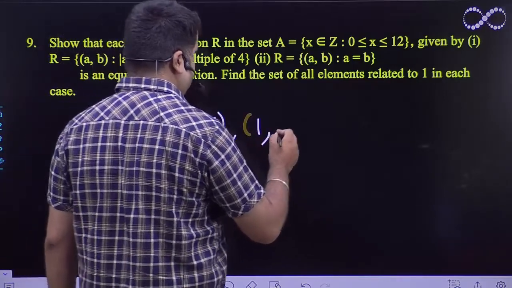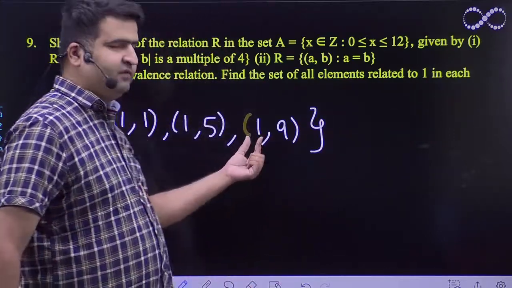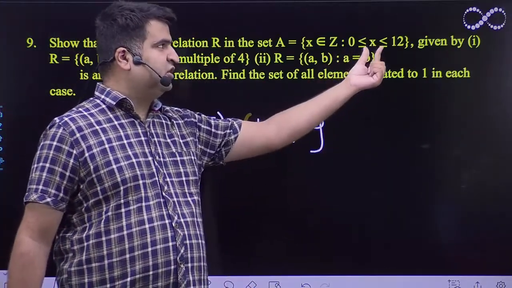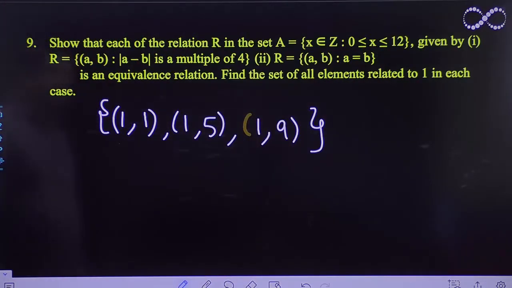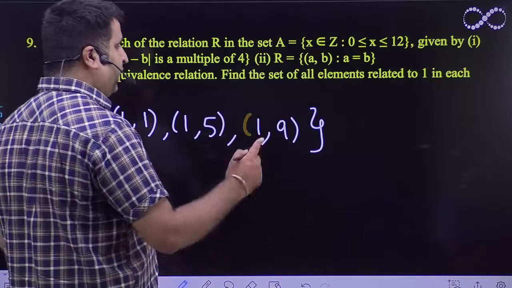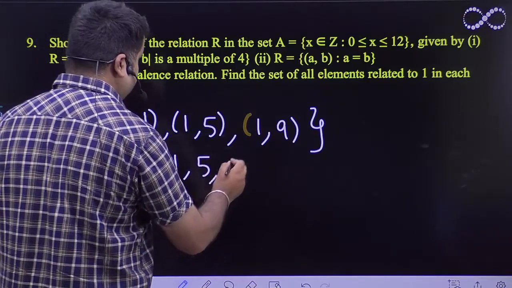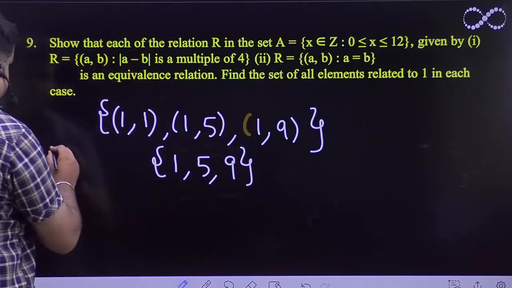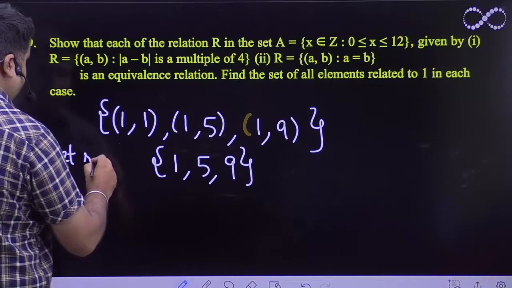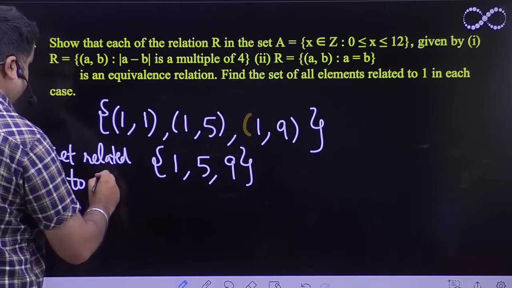Similarly 1 comma 9, and that's it. Since we can't have 1 comma 13, the restriction on x is that x lies between 0 to 12. So the set of elements related to 1 in each case, in this case particularly, will be the set {1, 5, 9}. So this will be the set related to 1.